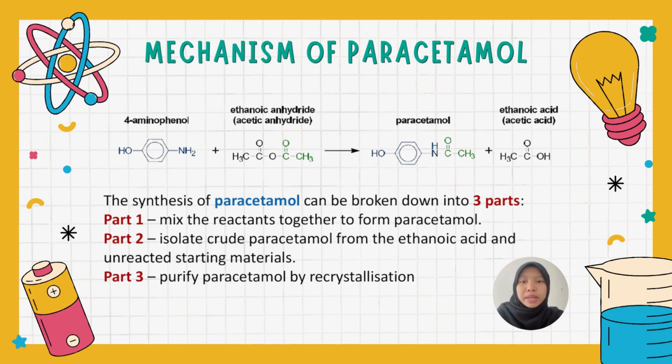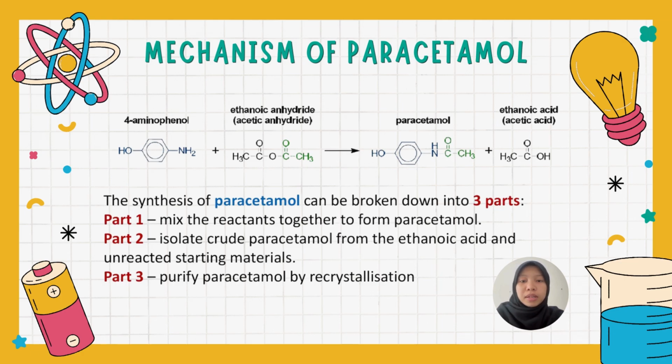Paracetamol is made by reacting 4-aminophenol with ethanoic anhydride, more commonly called acetic anhydride. This reaction forms an amide bond and ethanoic acid as a byproduct. When the reaction is complete, the paracetamol is then isolated and purified.